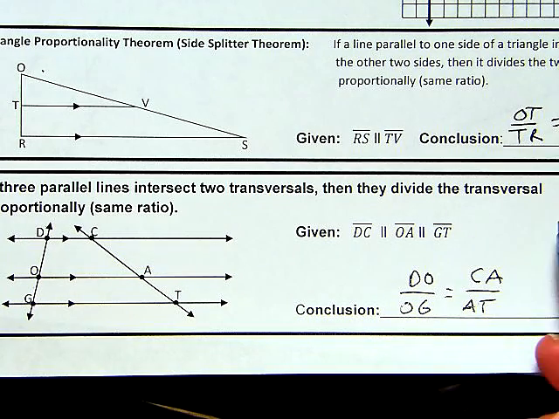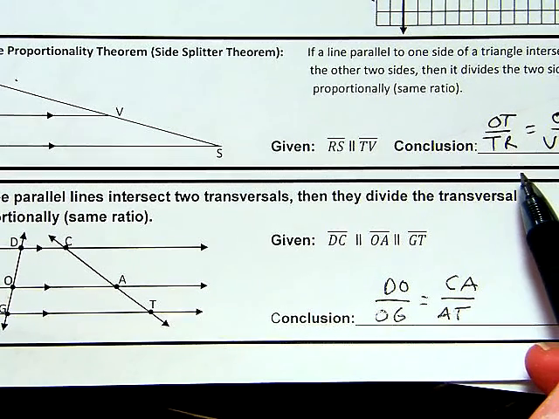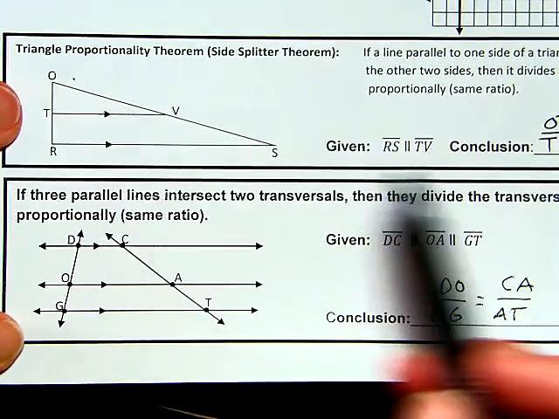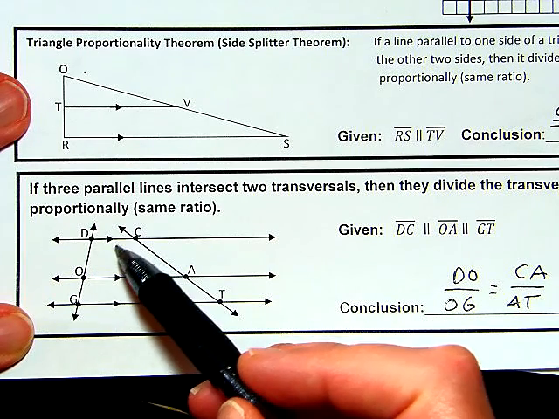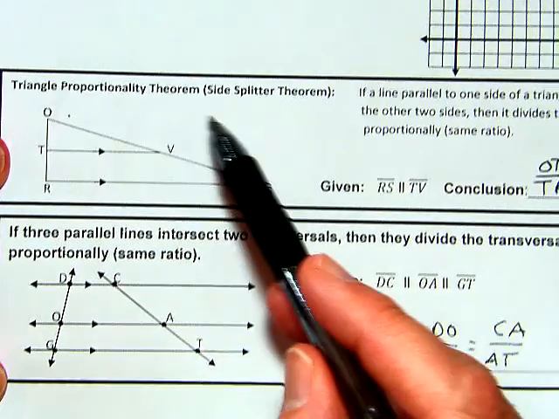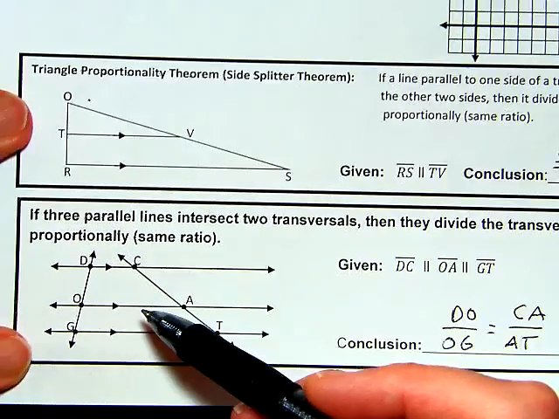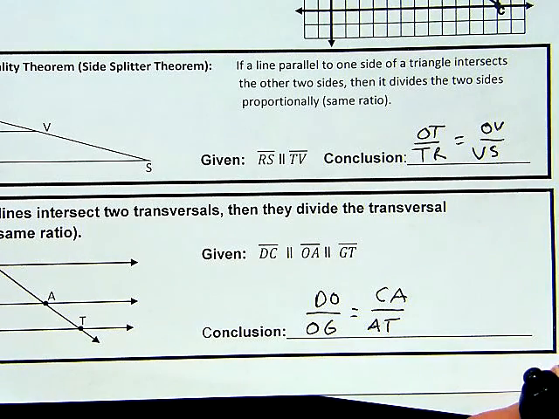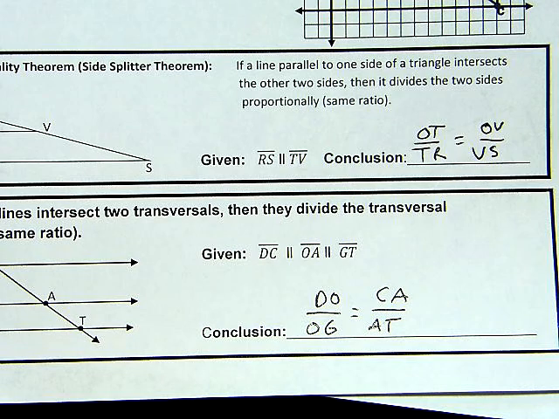Okay, this is very similar to the conclusion of the triangles up here. In fact, if D and C met in the same point, we would have the side splitter theorem. So these theorems are very, very closely related to each other. Make sure you copy them down, and we're going to go ahead and start using these in the next set of videos.